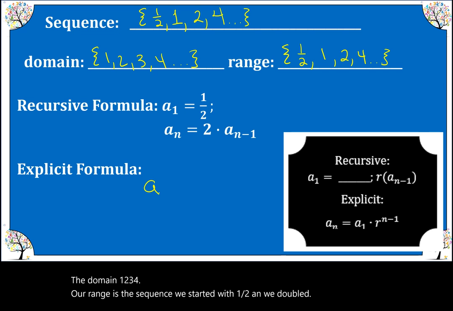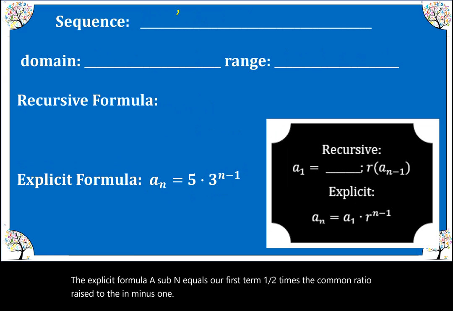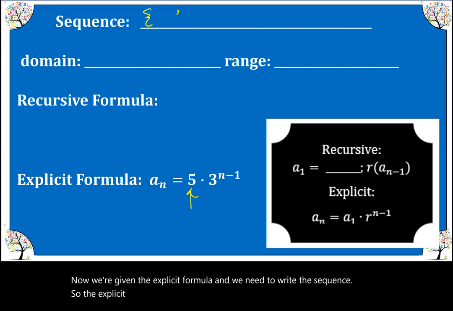The explicit formula, a sub n equals our first term, 1/2, times the common ratio raised to the n minus 1. Now we're given the explicit formula, and we need to write the sequence. So the explicit formula, remember this part is our first term, 5. And then our multiplier is 3.